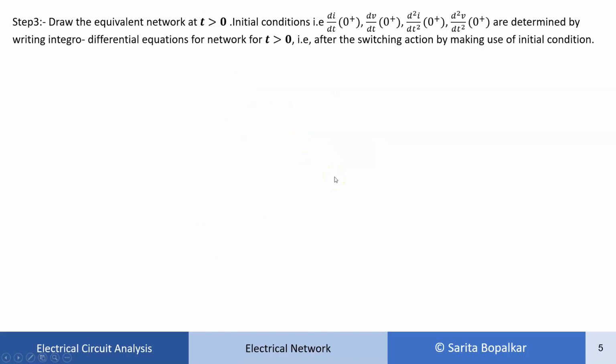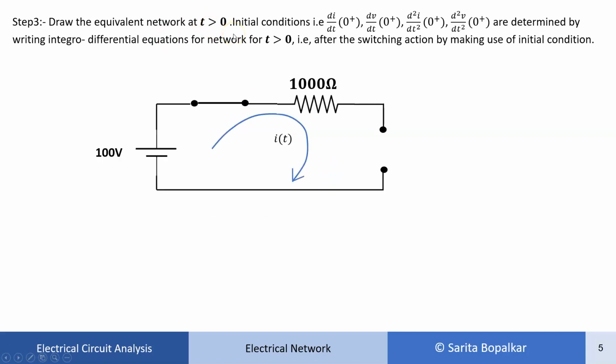Next step is to draw the equivalent circuit for t greater than 0, and the equivalent circuit is, now this is important, our switch is already closed. How to represent the capacitor? It depends upon initial conditions. If the initial voltage V of 0 minus or V of 0 plus is 0, only then we will draw the capacitor. If some initial voltage is there, we have to connect a voltage source of that value in series with the capacitor. But in our case, the initial voltage across the capacitor is 0. So only the capacitor we need to draw.